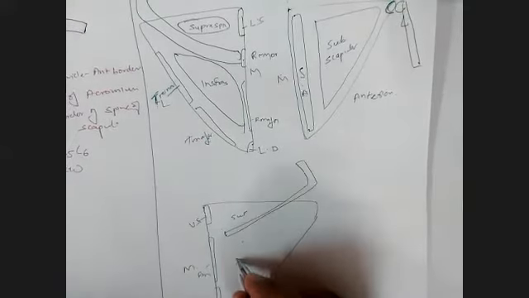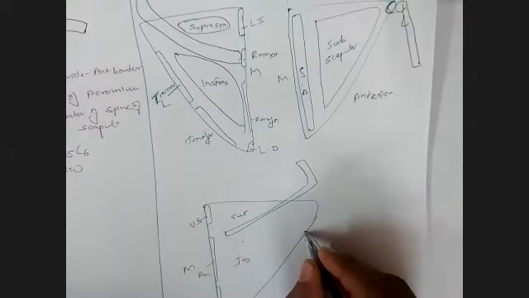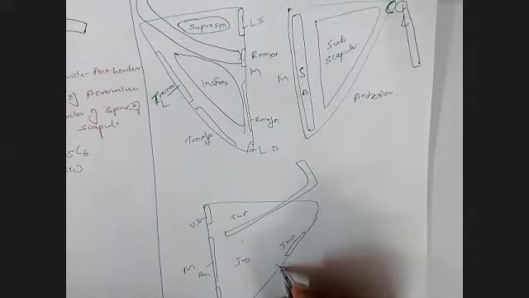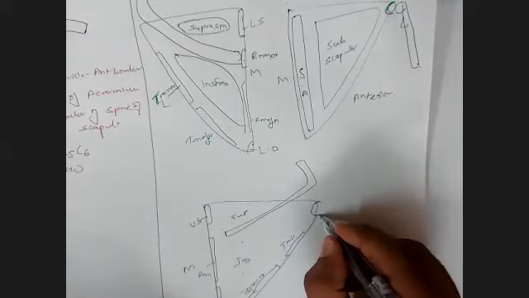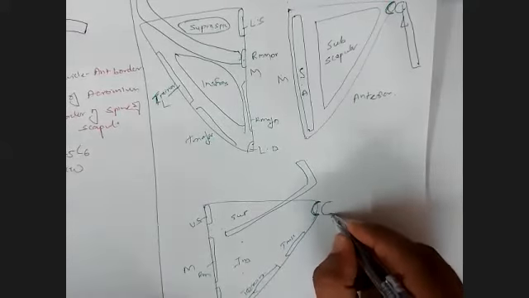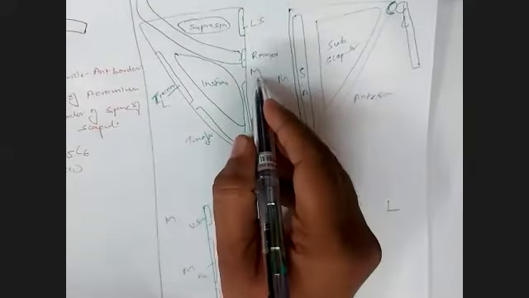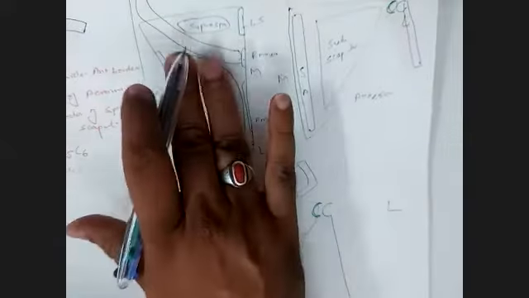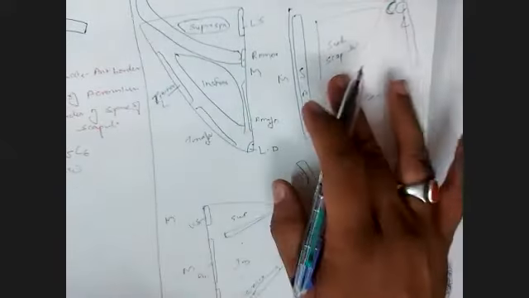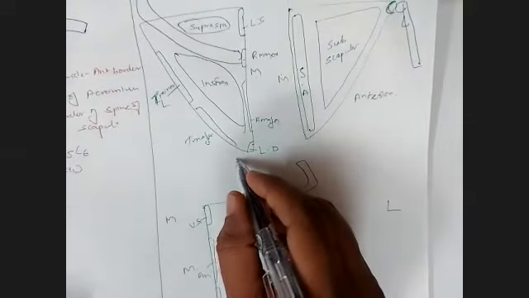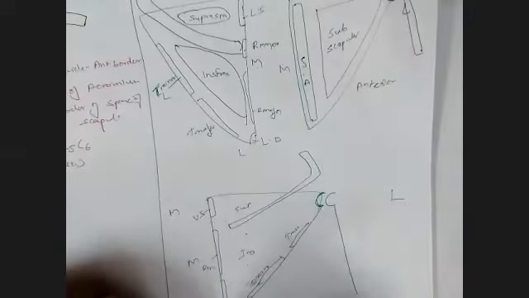Supraspinatus will be here, infraspinatus will be here, teres minor will be here, teres major will be here. Here is the glenoid cavity. So this side is lateral, this side is medial. In the earlier diagram, this was medial, this was lateral. So this is one scapula of one side, this was the anterior view. This is the scapula of the other side. Basically, what I have drawn here is the scapula of the left side. Now I have drawn the scapula of the right side.